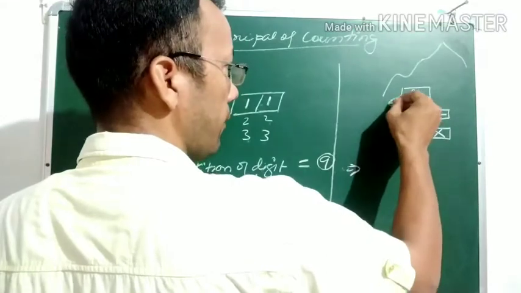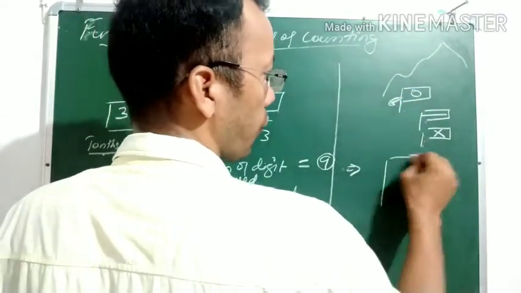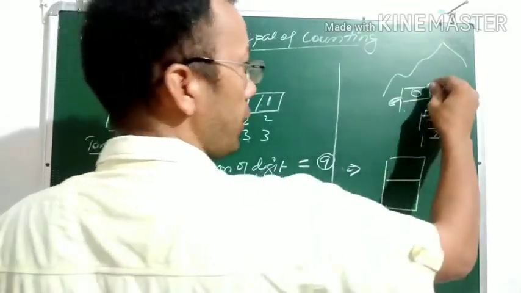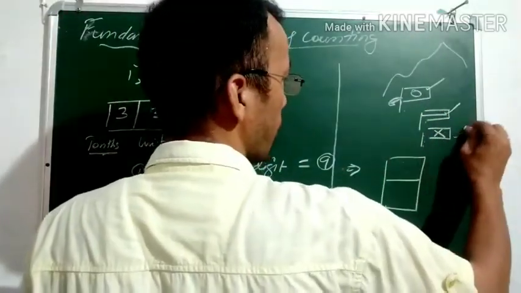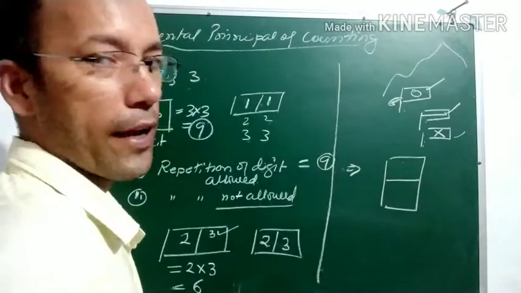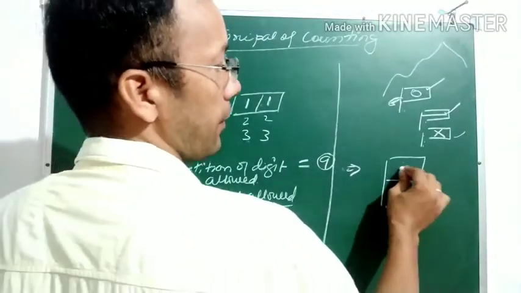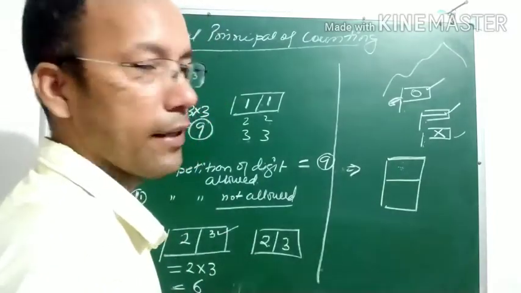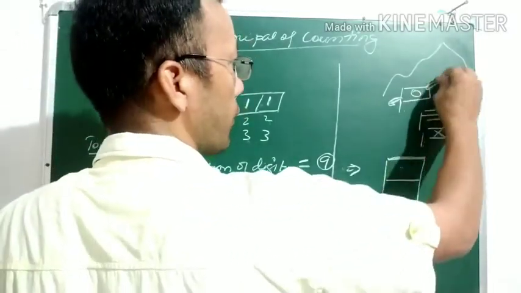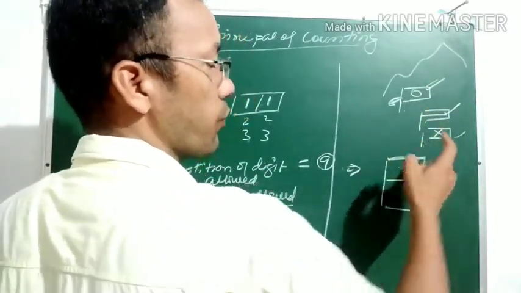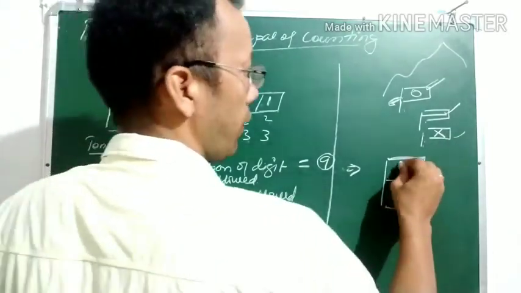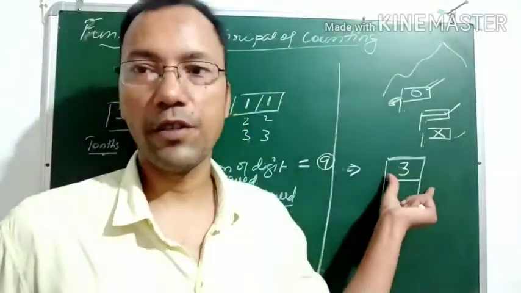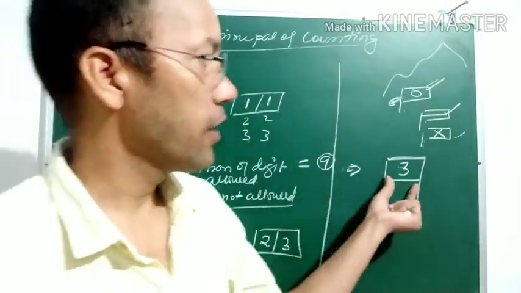We have to show these 2 flags here, first and second. Out of 3, 1 flag goes in the first place, so the first one can be filled in 3 ways. Whether you put this flag or this one, you have 3 choices here. Now 1 flag has been fixed.